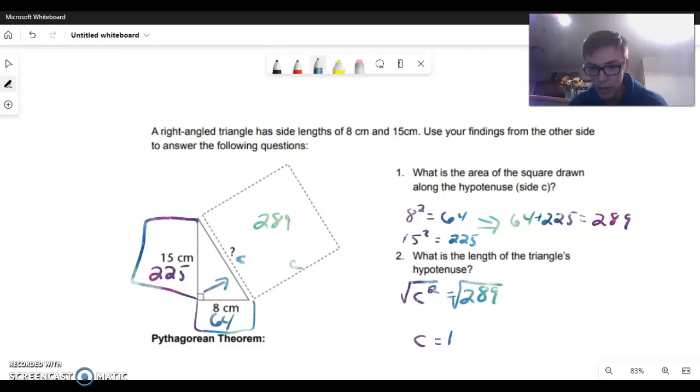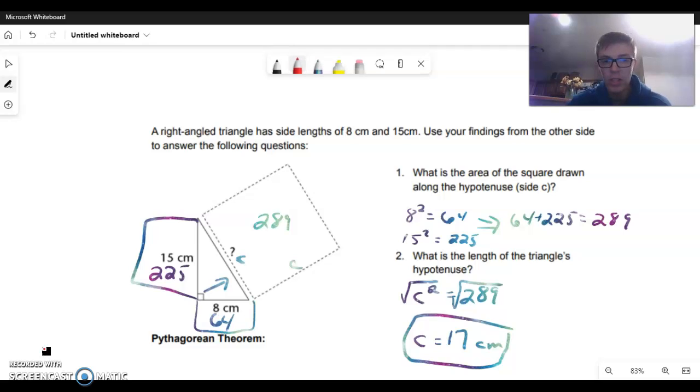You have a calculator for that. It is 17. Now we don't have to worry about the negative here, because it doesn't make sense to have a negative side length. So the side length of C is 17, but we can't forget a label. This is 17 centimeters. All right, so that is how long side C is.